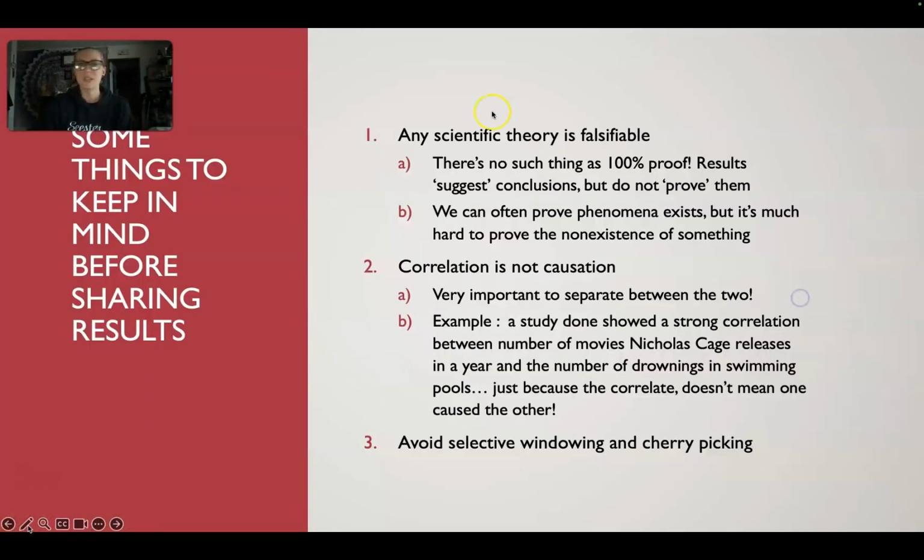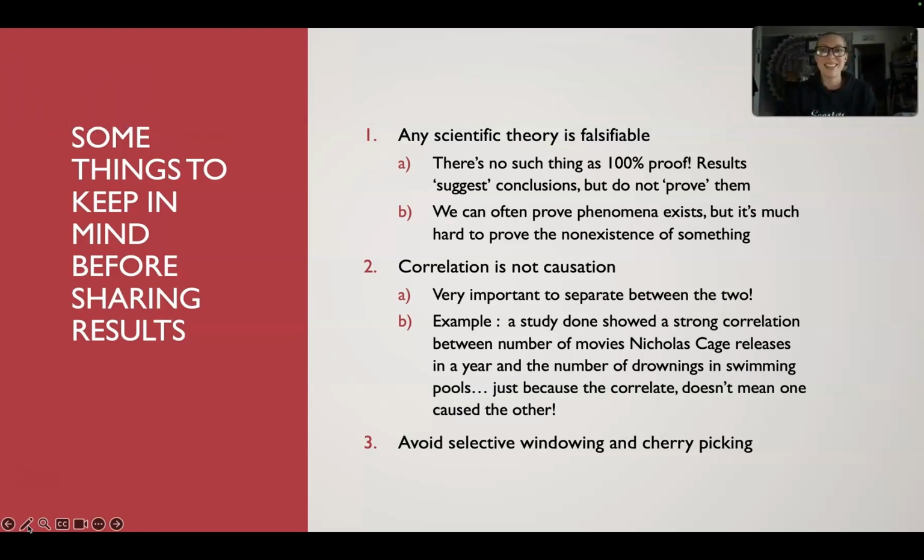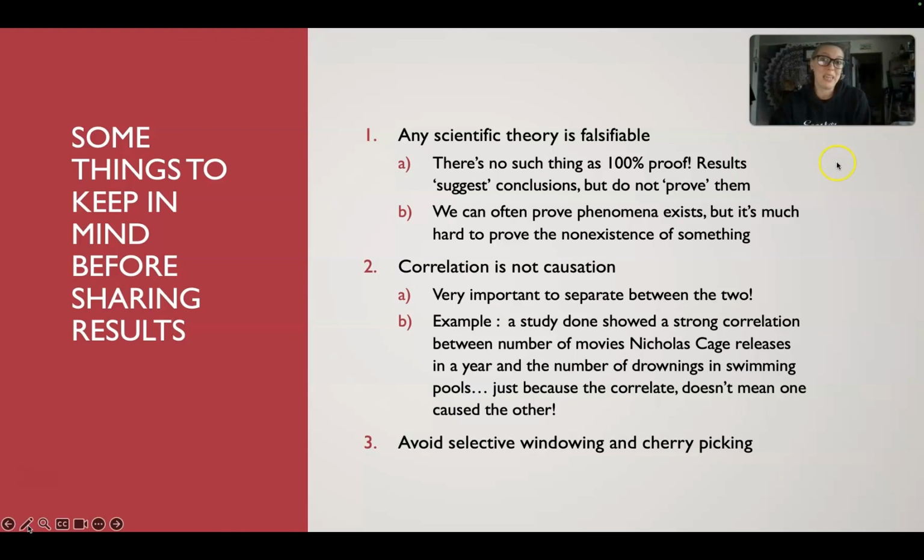Last little thing I want to mention here, some things to keep in mind before sharing results, is that any scientific theory is falsifiable, frankly. There's no such thing as 100% proof. Results suggest conclusions, but do not prove them, right? That's a very interesting use of words in science: suggestions, not proofs. So we can prove phenomena exist, but it's much harder to prove the non-existence of something. Correlation is not causation. Extraordinarily important with everything here. Very important to distinguish the differences between the two.